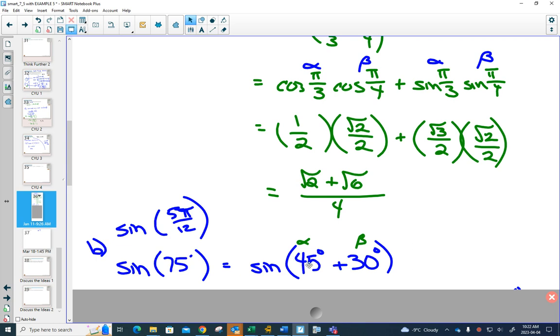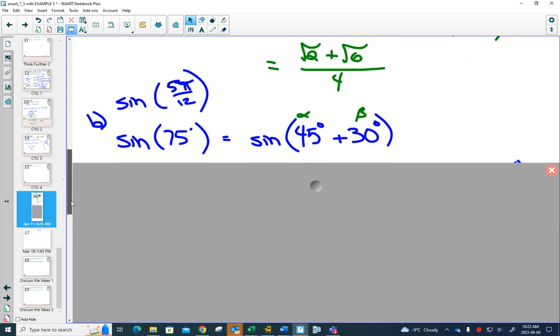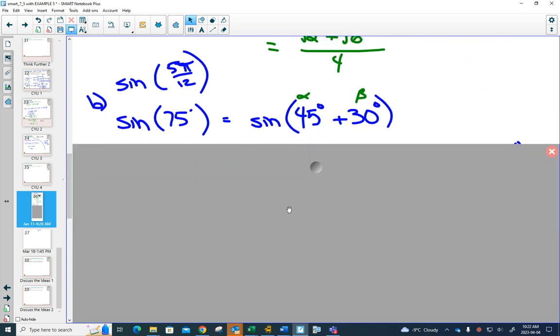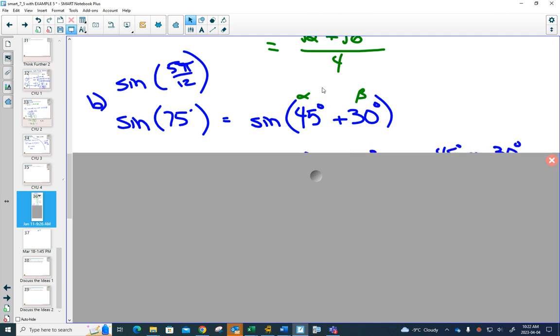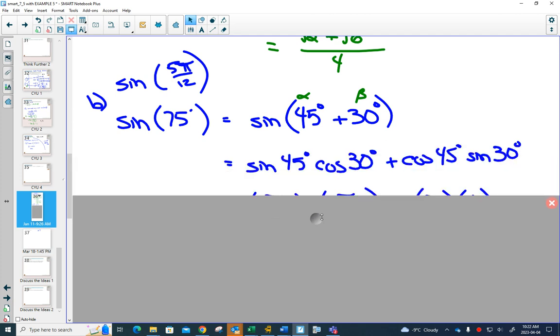Once you rewrite it as two things that are adding, then you can say, hey, I can use my alpha plus beta formulas. My alpha is 45, my beta is 30. So I go to my formula sheet and say, what's my sine alpha plus beta formula? It's sine alpha cos beta plus cos alpha sine beta. But this time we know alpha and we know beta, so we can substitute them in.